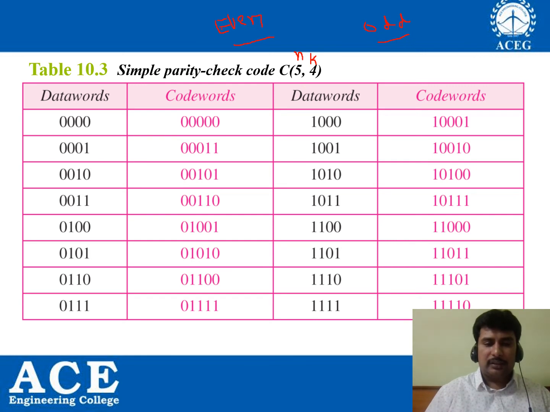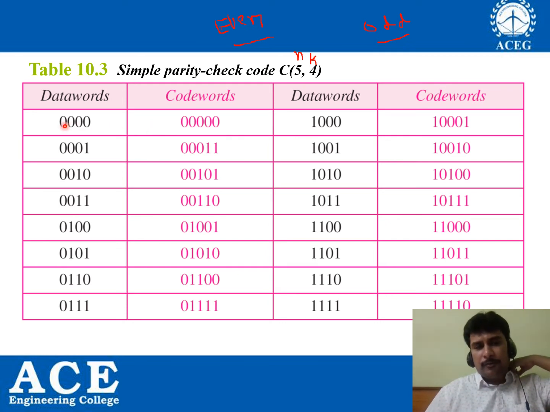Now let us start taking a simple table to understand this difference. First, we have a data word of length k equal to 4. We have just learned in the previous slide that for simple parity check, the redundancy bits are equal to 1, and that will be added at any corner of the data. Suppose we are taking in this example the case of even parity, so the total number of ones including the redundancy bit should be even.